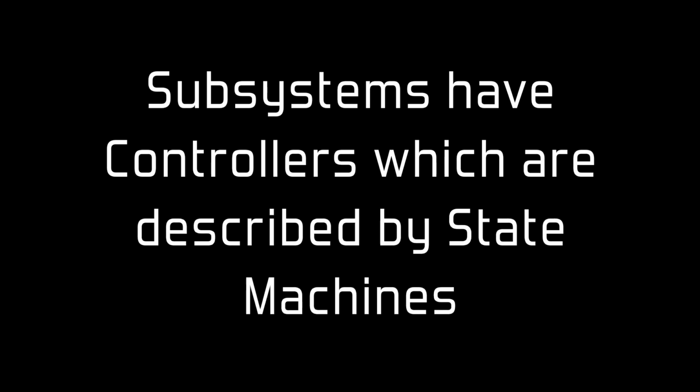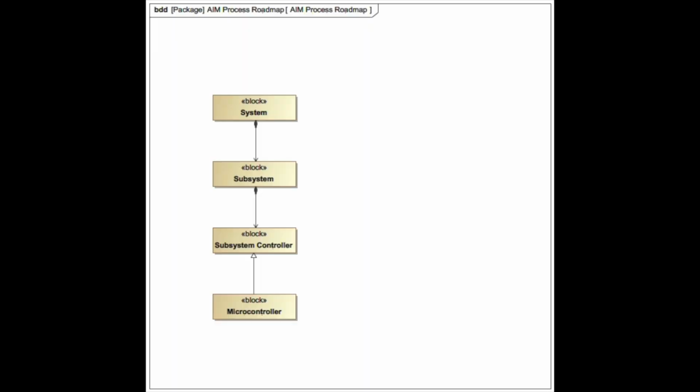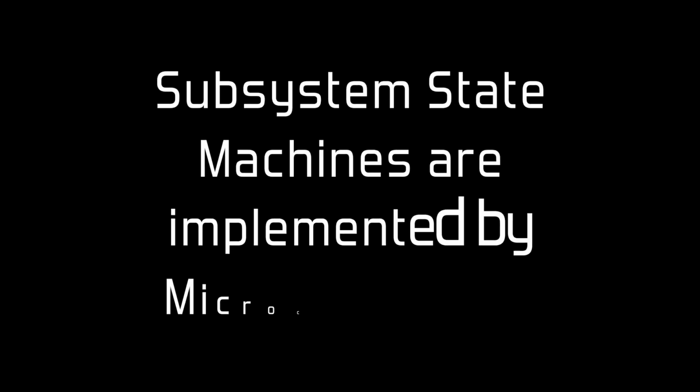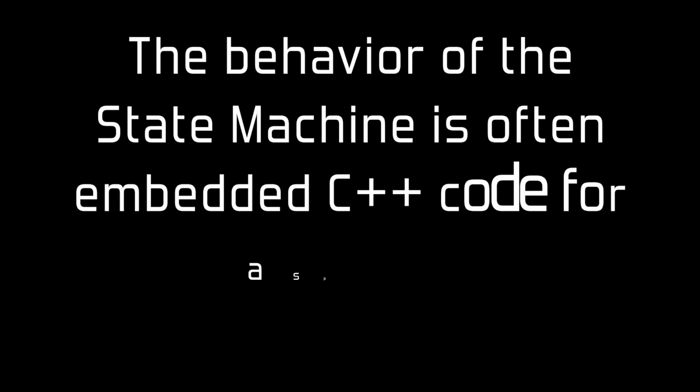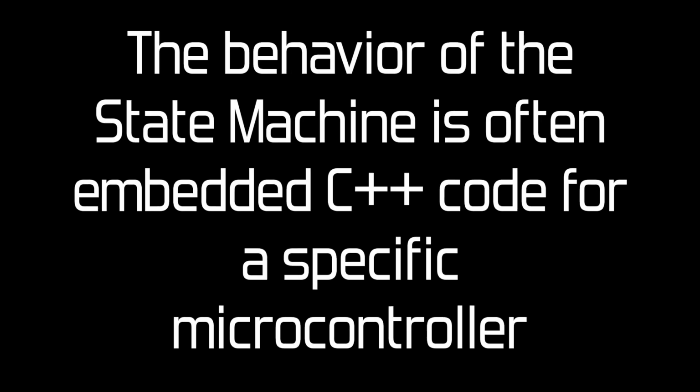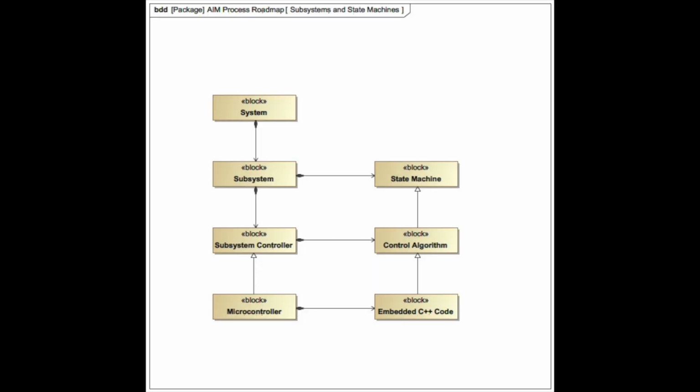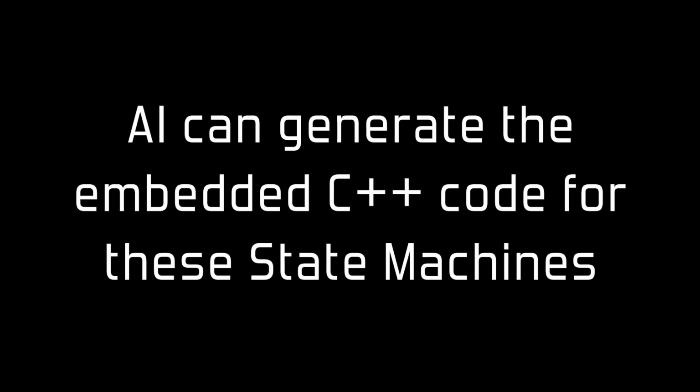We can think of each subsystem as having a controller, and that controller is probably going to be implemented using a microcontroller. So the subsystem behavior is going to be realized as embedded C++ code for a specific microcontroller. And the good news is that AI can generate that embedded C++ code for you.